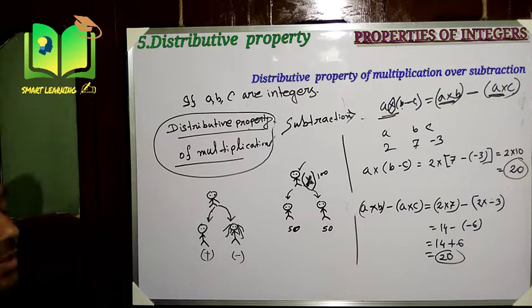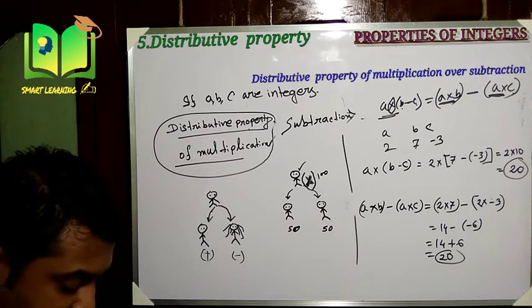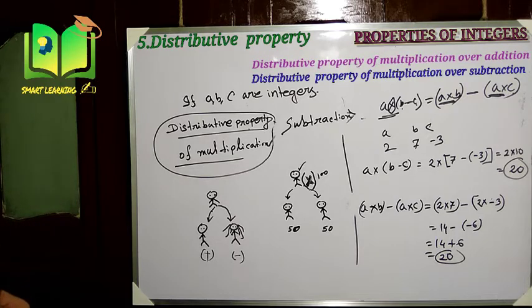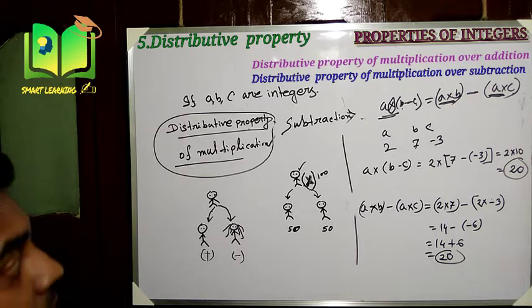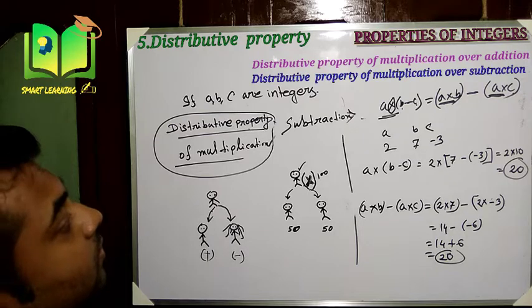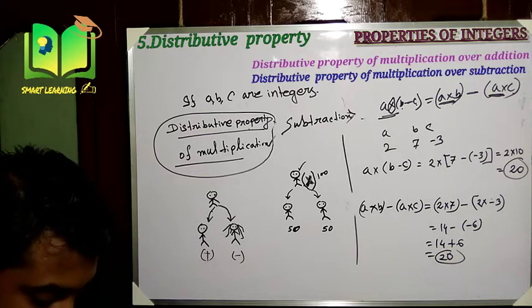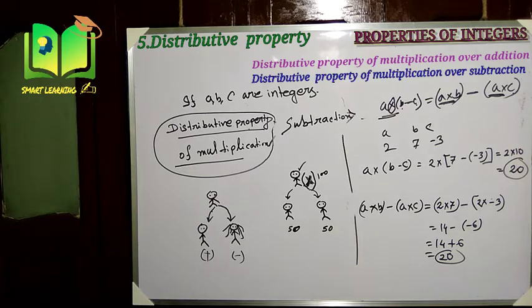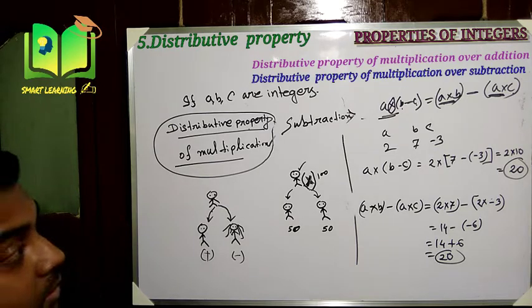So if A, B, C are integers, so what we can say? Distributive property follows for multiplication over addition and over subtraction. Okay, so in this way we can solve few sums for exercise 1D.